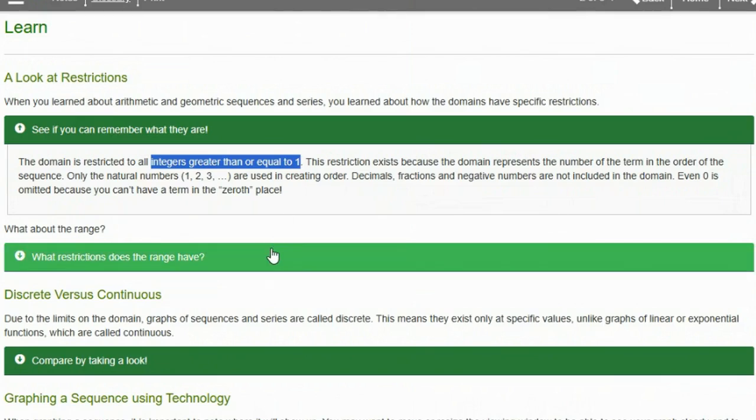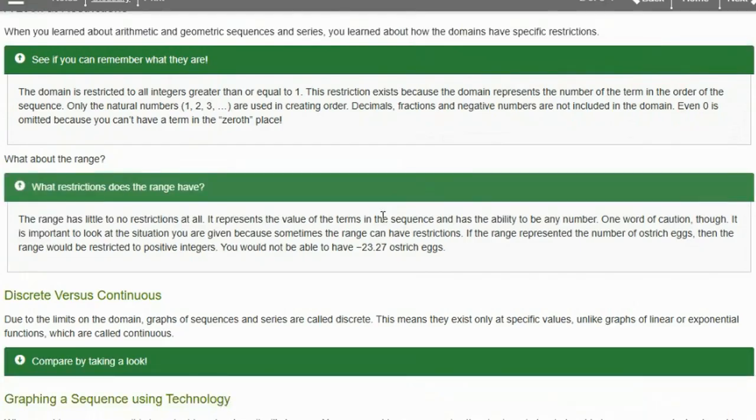The range just depends on what your sequence is. It has little to no restrictions at all. It can be positive numbers, negative numbers, 0, decimal numbers, fractions. But it depends on the situation. If you have a situation like how many ostrich eggs there are, as the ostriches lay more and more eggs, we would never have negative 23.27 ostrich eggs. In that case, the situation determines where the restrictions are. But in general, a sequence or series can have any numbers at all as the range.